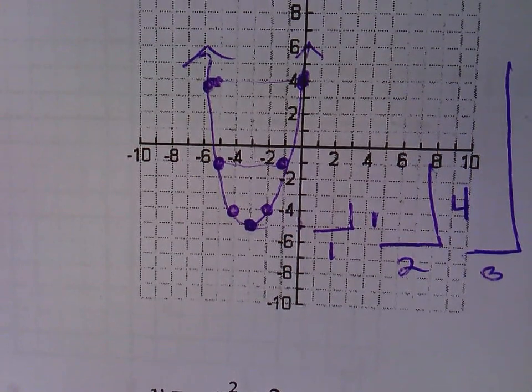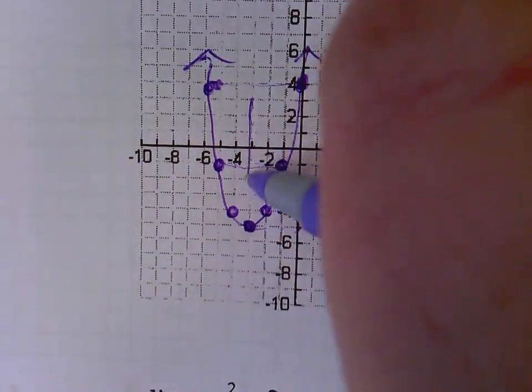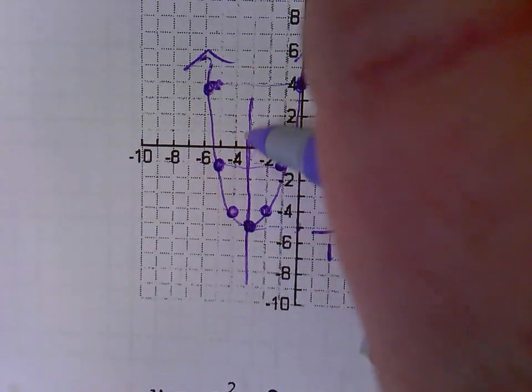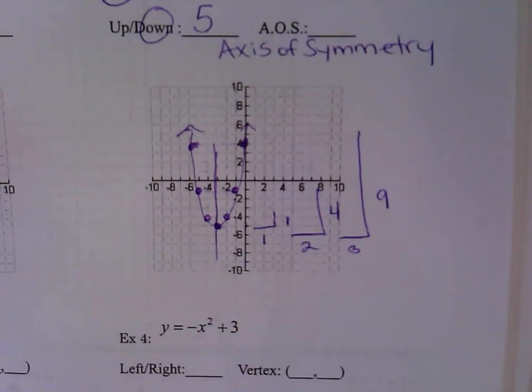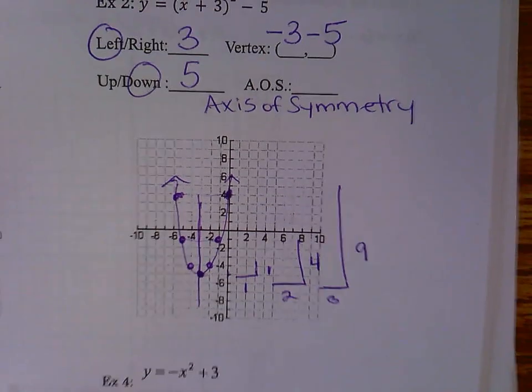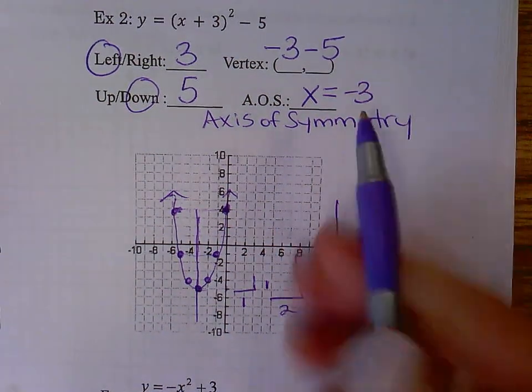I'm making my thing jump. All right, so that is the parent function that's been shifted. Where is my axis of symmetry? So if I cut that in half, what x value am I slicing right through? -3, right? So the axis of symmetry basically corresponds to the x value of your vertex. And it's a vertical line, so you write your equation as x equals -3.